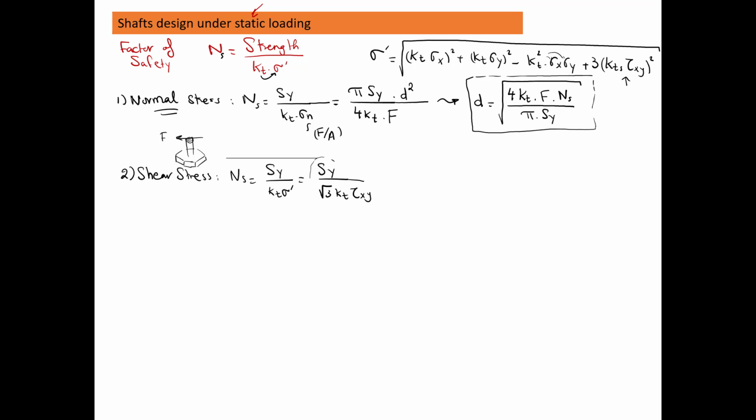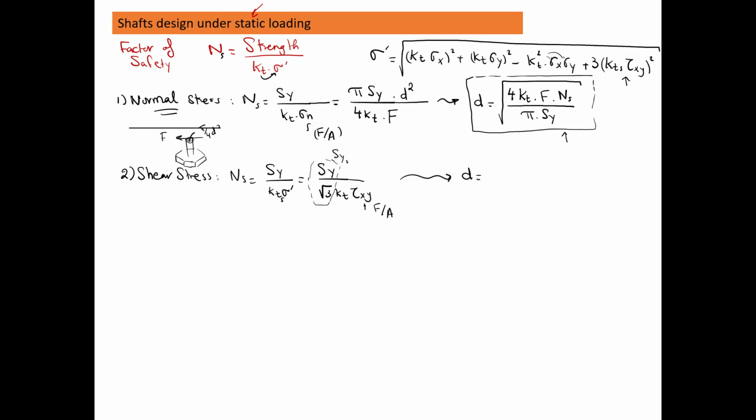Now SY divided by square root of 3 is what we call the shear yield strength, SYS. But we'll keep it as SY just to see the square root of 3, or we can substitute that by SYS if we want to compare the form to the normal stress. We'll do the same. We'll substitute here the shearing force divided by the sheared area, which is again pi over 4 d squared. We'll rearrange the same way. We're gonna get the same equation.